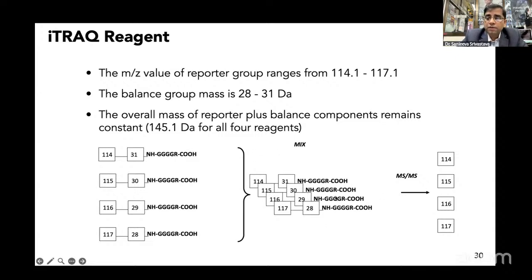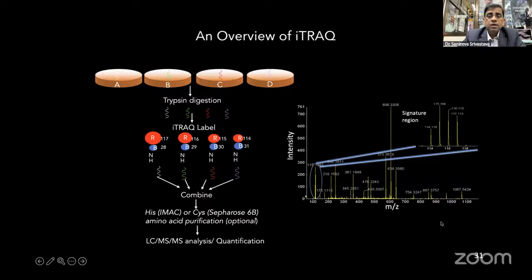After labeling all of them, you mix them together, then run them in the mass spec, and after MSMS fragmentation, you are able to see the reporter ions. So theoretically, you have taken 4 conditions. After digestion, you get peptides, label them with iTRAQ labels, and analyze them in the mass spec. After MSMS, you see signature regions of iTRAQ 114, 115, 116, 117. This can be utilized for peptide quantification, and the MSMS for protein identification.